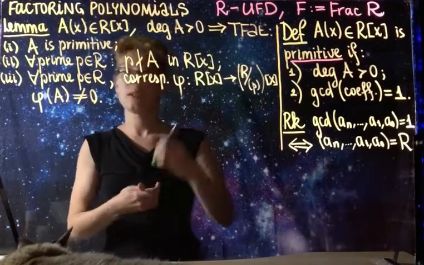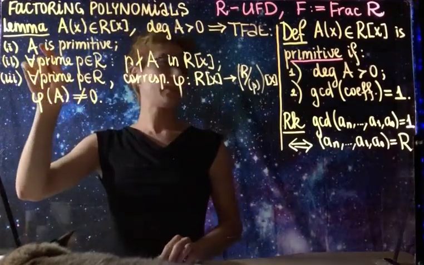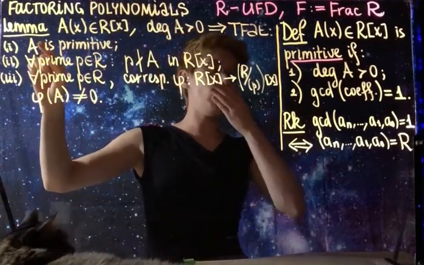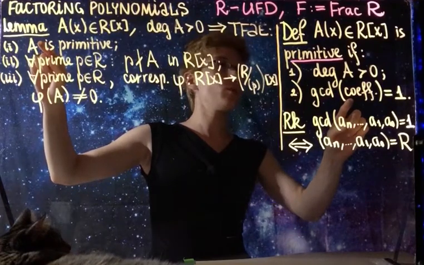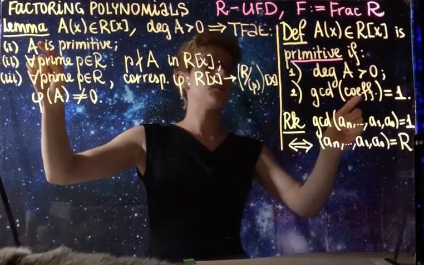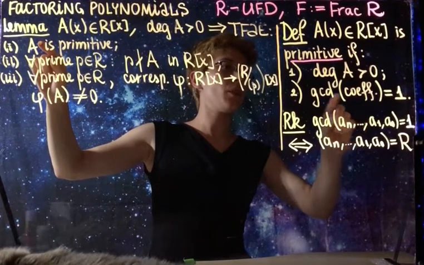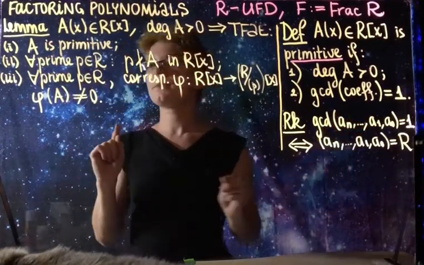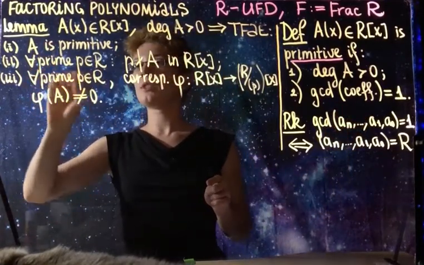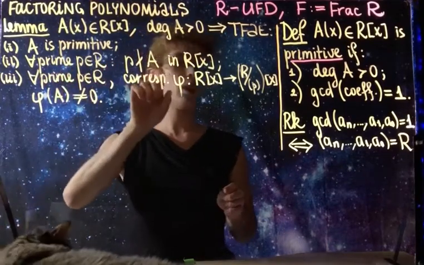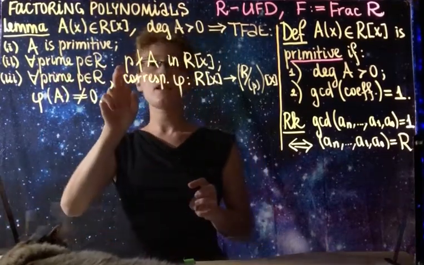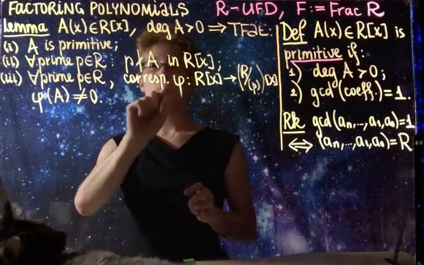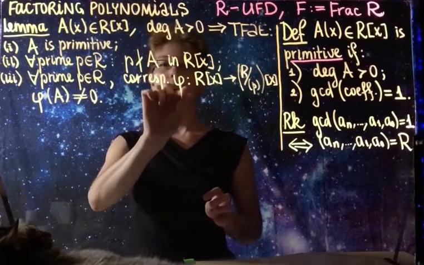So indeed, A is primitive, in the assumption that its degree is positive, if and only if it is not divisible by any prime, if and only if the greatest common divisor of its coefficients is not divisible by any prime number, which is equivalent to saying that any prime number does not divide the whole of A. And this is the same as saying that A is not of the form P times B, so it does not lie in the kernel of phi.